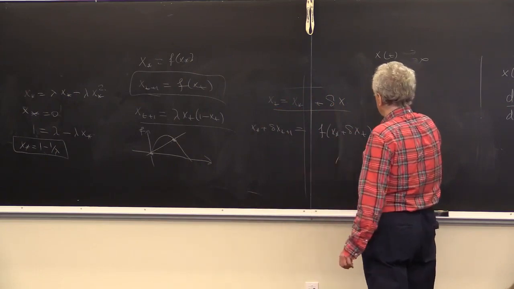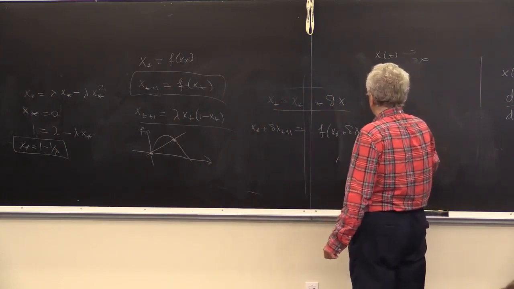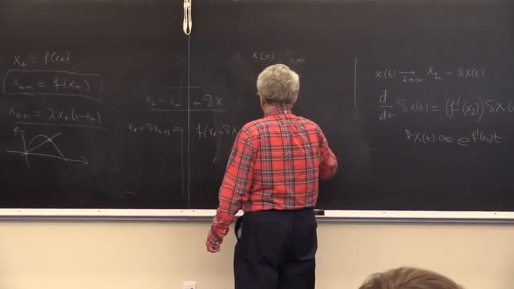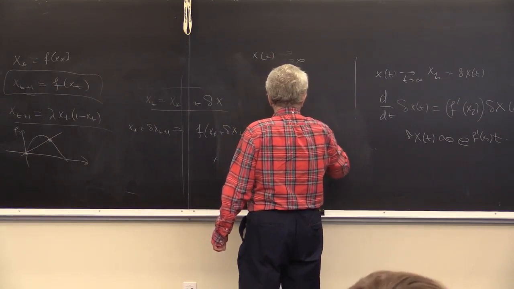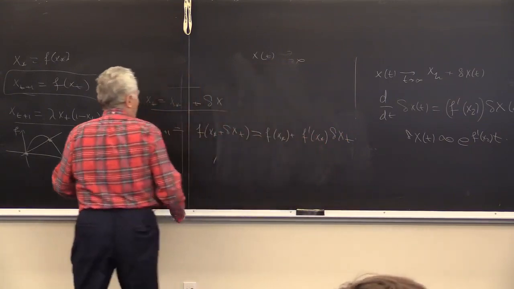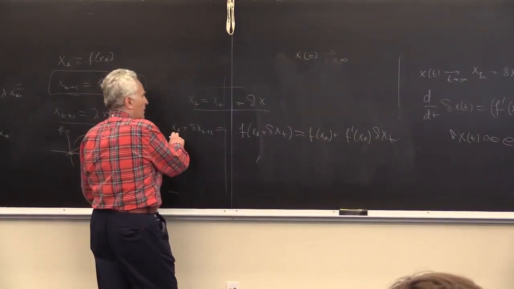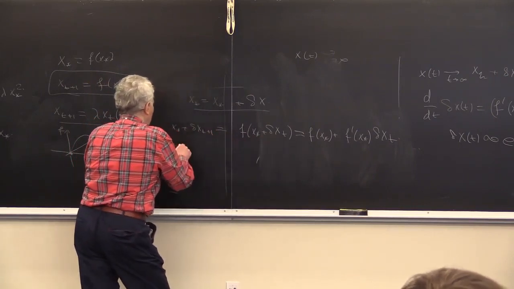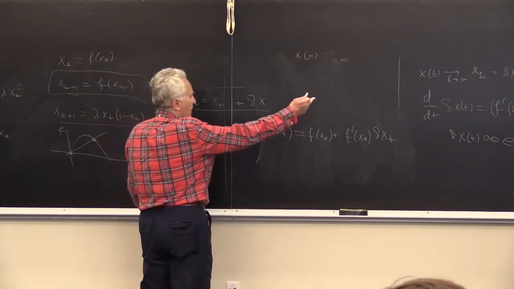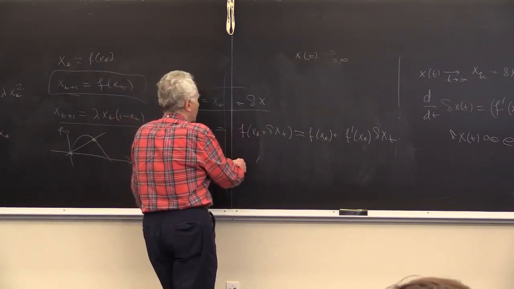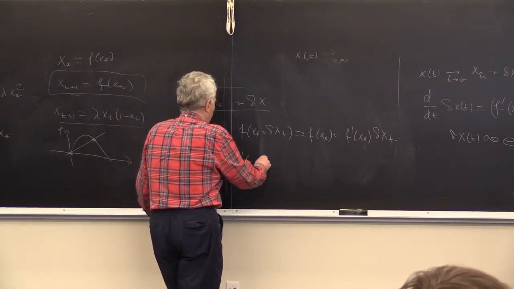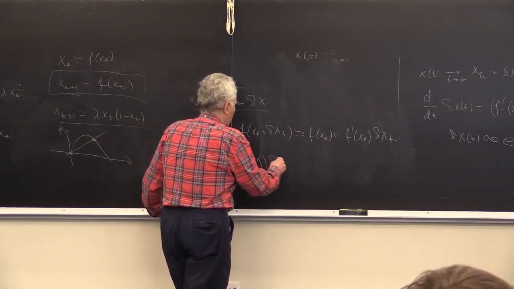It's a steady state solution. And this is equal to f of x star plus f prime of x star times delta x_t. Now this cancels, so we get the equation. So far, no surprises, it just mimics the same thing for the continuous equation. Delta x_{t+1} is equal to f prime of x star times delta x_t.